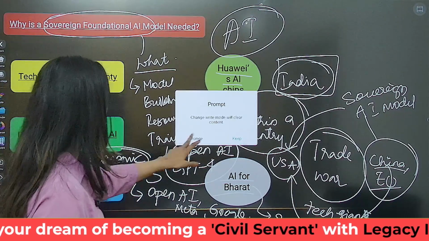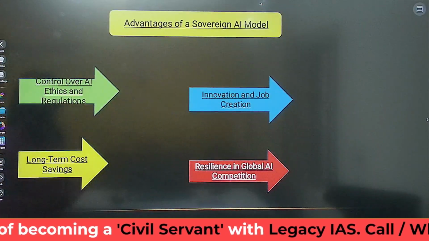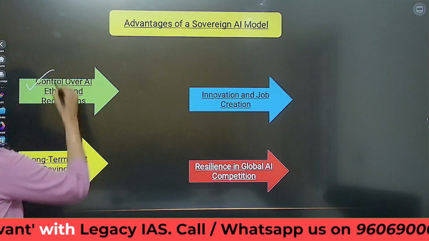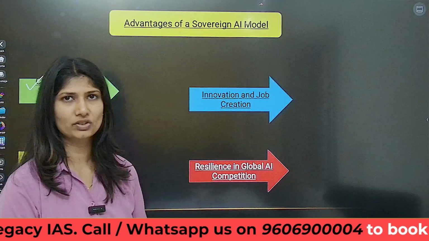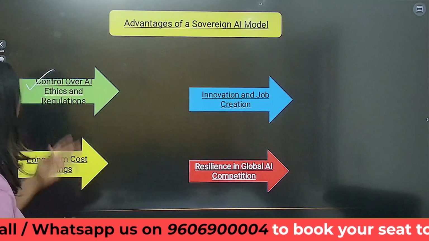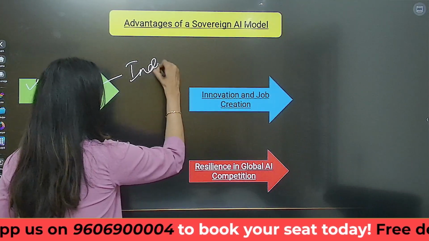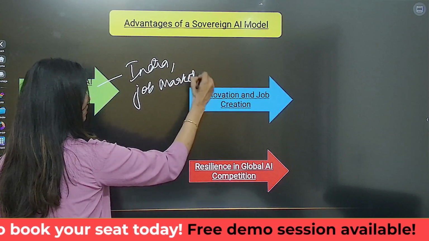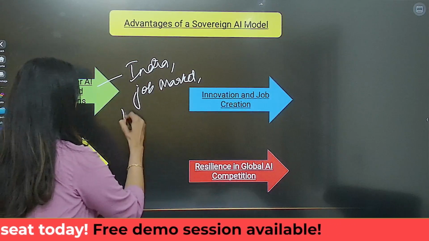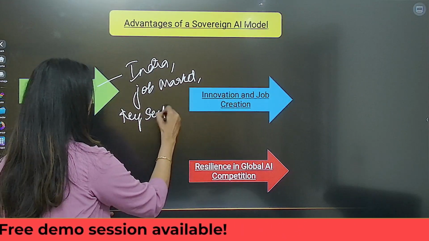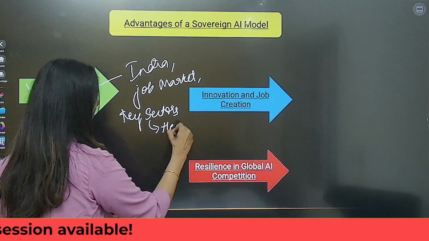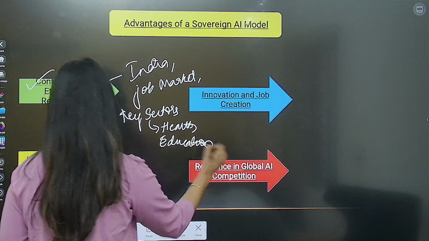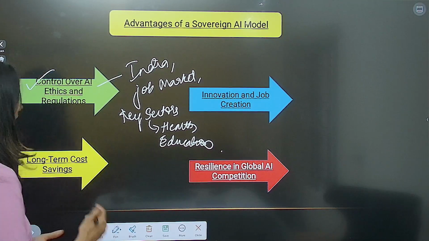Now, let's see what are the advantages of this sovereign AI model. Mostly, first and foremost, is control over AI ethics and regulations. It will be more specific to India, its job market, in key sectors such as health, education. Yes, long term saving cost, like we mentioned.